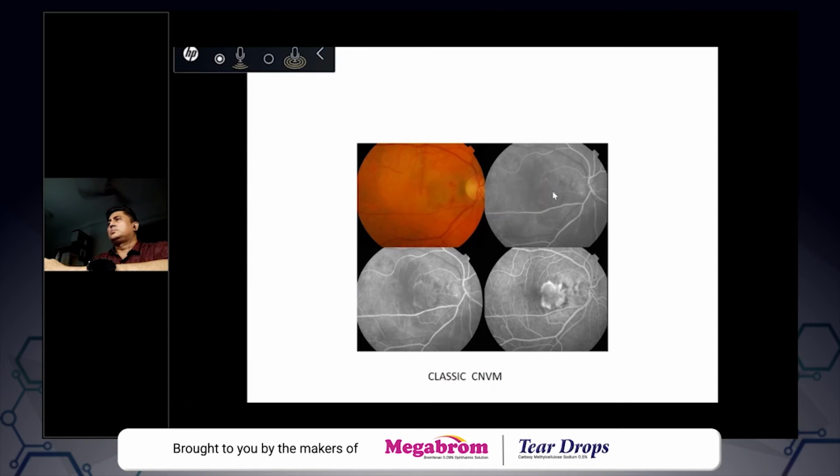So early appearance in the choroidal phase or early arteriovenous phase, and the margins become fuzzy and become larger, and that is the classic CNV.